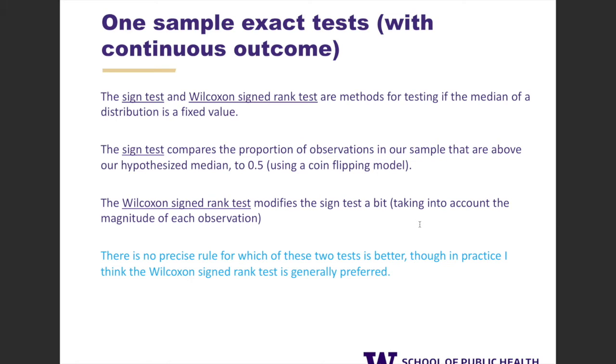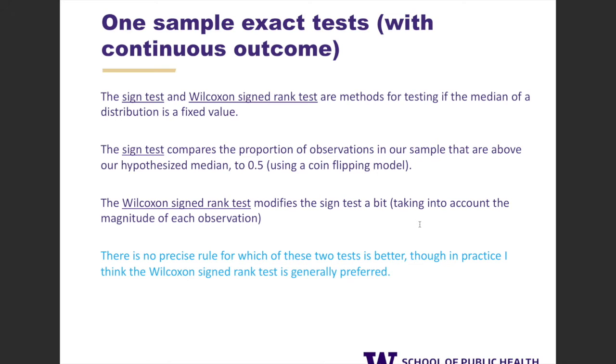The Wilcoxon signed rank test modifies this sign test a bit, and rather than just looking at the proportion of observations that are above or below the median, also tries to engage with the magnitude of those observations. Do the observations that are particularly different from the median in magnitude tend to lie above the median or below the median? Again, the details are not so important.